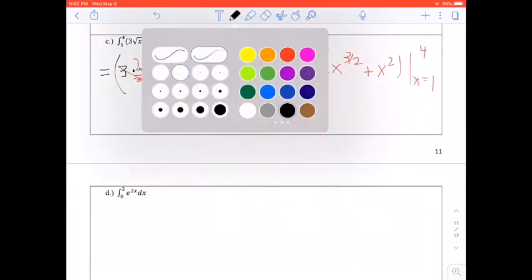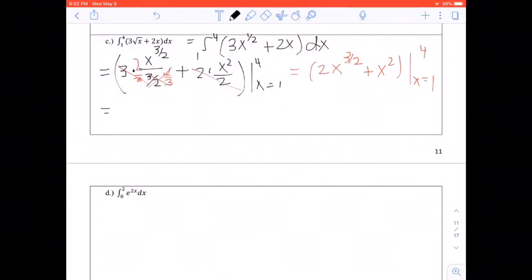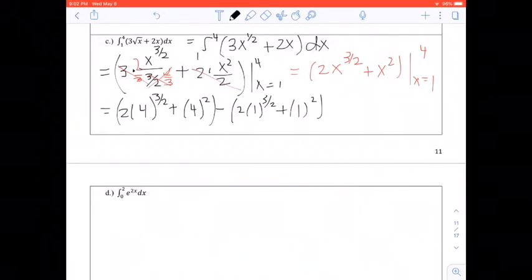From here we plug in our upper limit of integration, which is going to be 4. And then we're going to subtract, substituting in 1. So we have 2 times 1 to the 3/2 plus 1 squared. So we end up with, the first part should work out to being 32 minus 3, so 29.